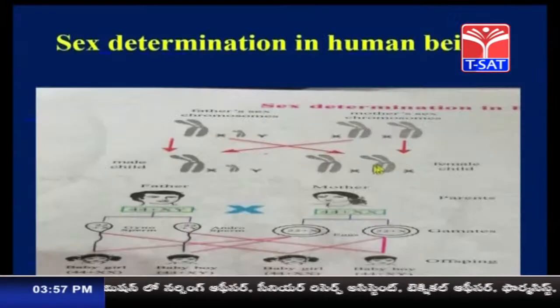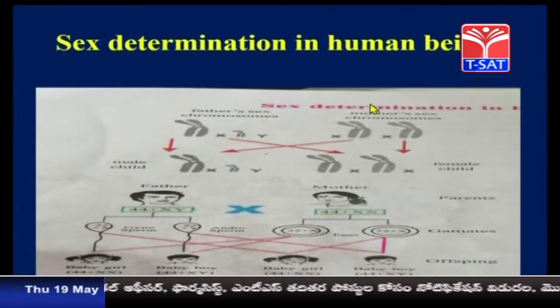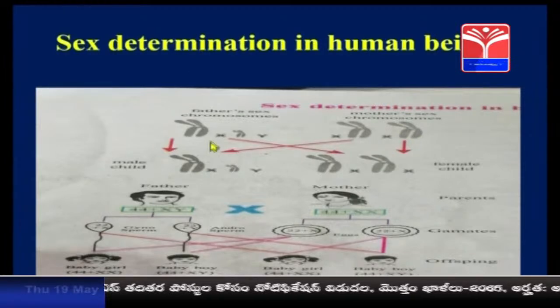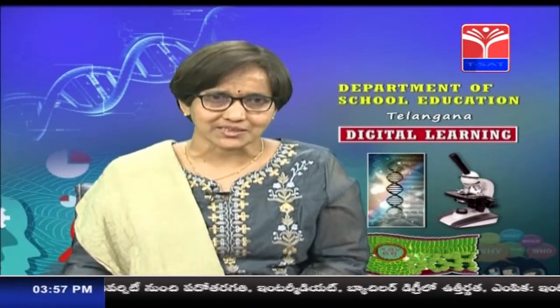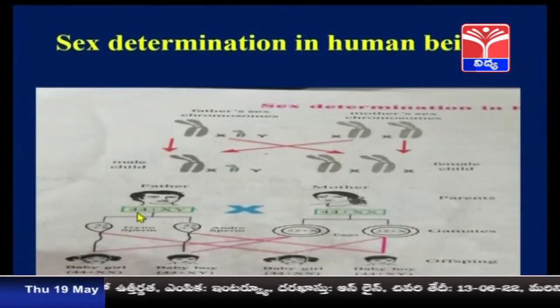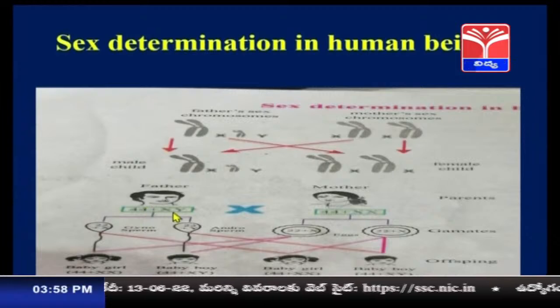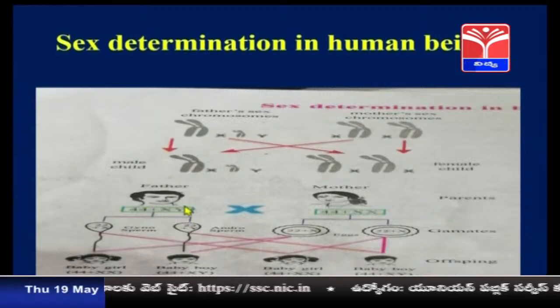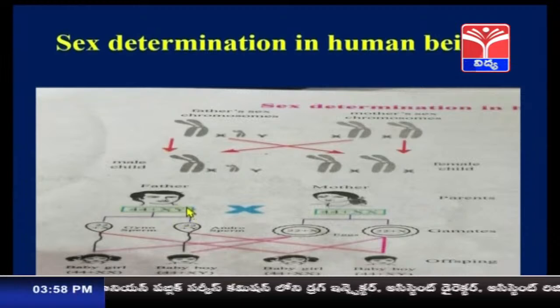Now dear students, let us try to understand how we can determine sex in human beings using these chromosomes. We have already learnt that we have 23 pairs of chromosomes, 22 pairs of chromosomes are autosomes, and the last pair is sex chromosomes. So if you talk about man, in man we have 44 autosomes, right. 45th chromosome is X chromosome and 46th chromosome is Y chromosome. So X and Y are sex chromosomes.